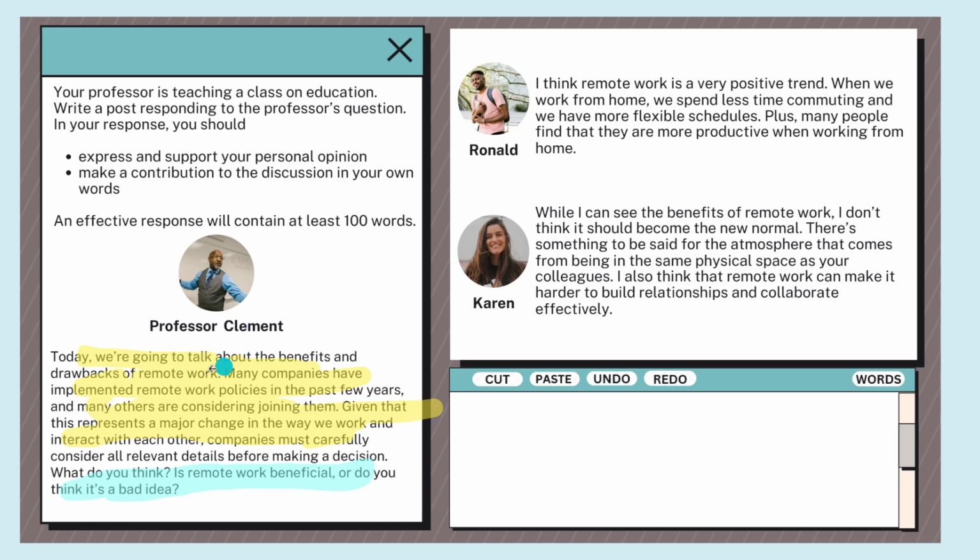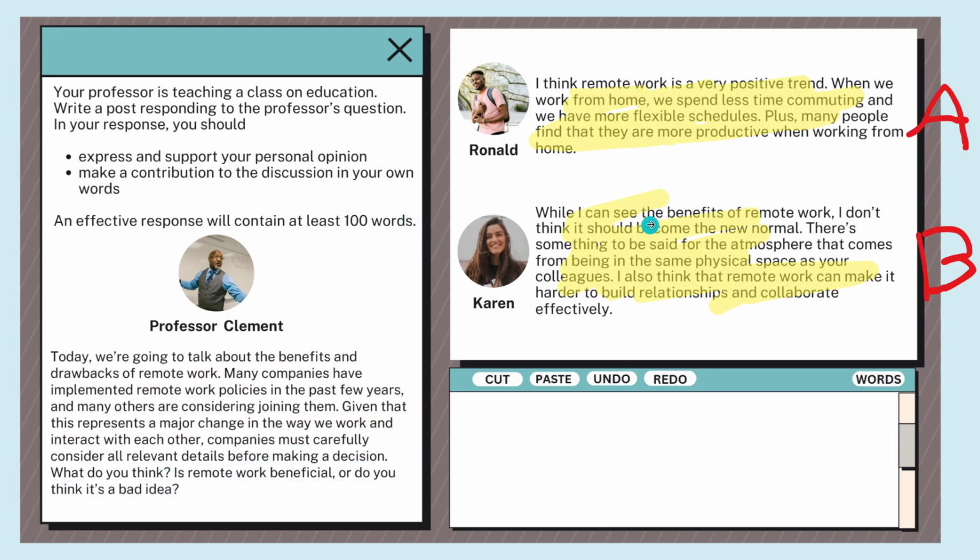And then at the bottom part, I've got it highlighted in blue. This is the key part of the question where he says, what do you think? Is remote work beneficial, or do you think it's a bad idea? So on test day, that's the most important part of the question. That's what I really want you to pay attention to. The beginning stuff, you're going to skim through it quickly. Don't spend too much time reading that because, like I said, you've only got 10 minutes.